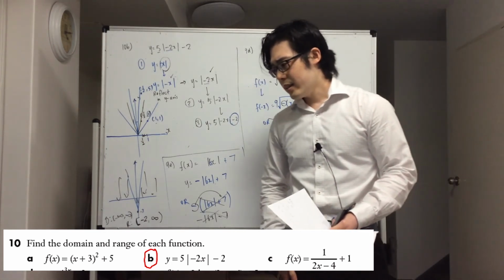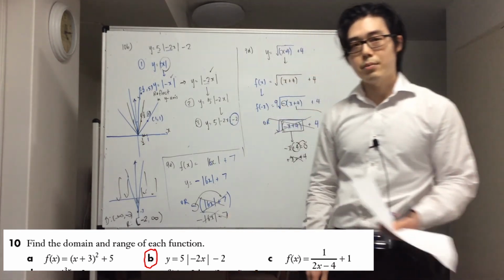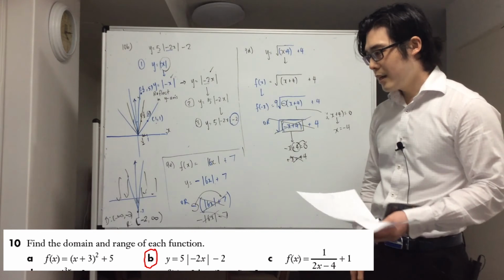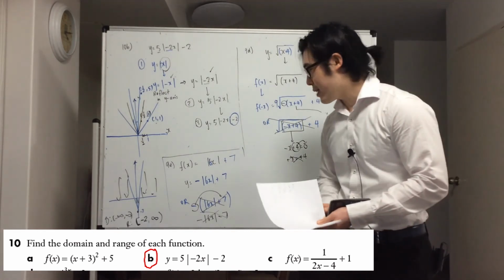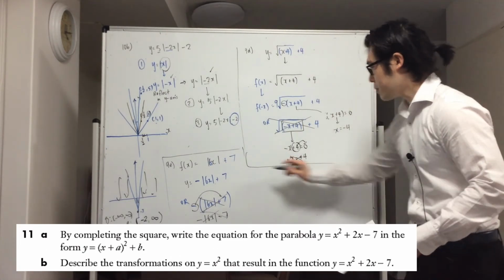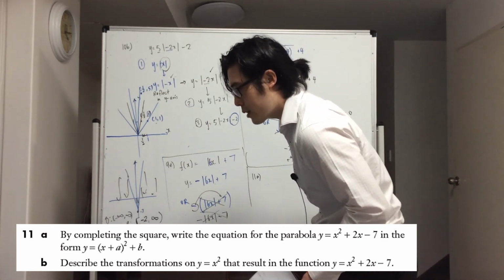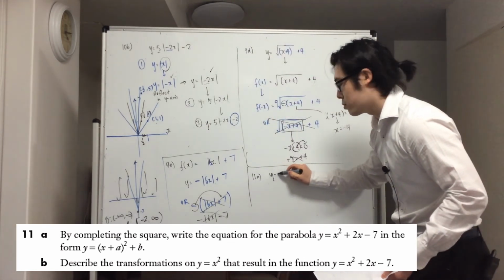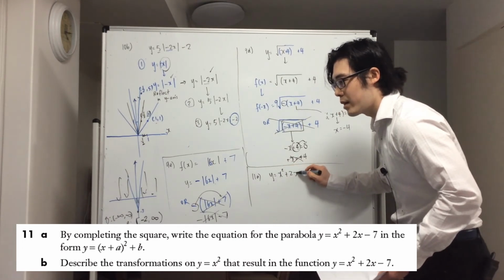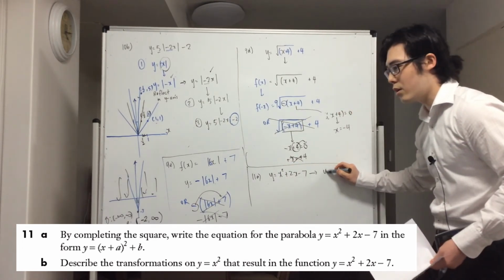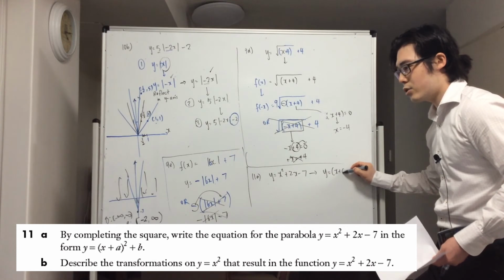I went to 10C, it's a hyperbola, something you should be able to try on your own, so I'll leave it at that. The last part I want to go through is 11a, just quickly. 11a, just by completing the square, write the equation of the parabola y equals x squared plus 2x minus 7 in the form of bracket transformation.